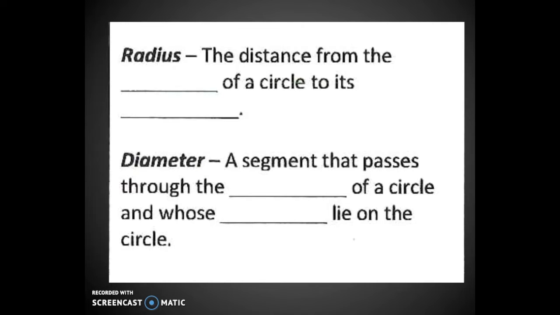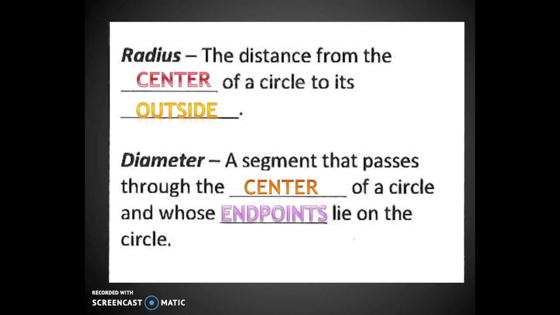Radius. It's the distance from the center of a circle to its outside. Diameter. It's a segment that passes through the center of a circle and whose endpoints lie on the circle.